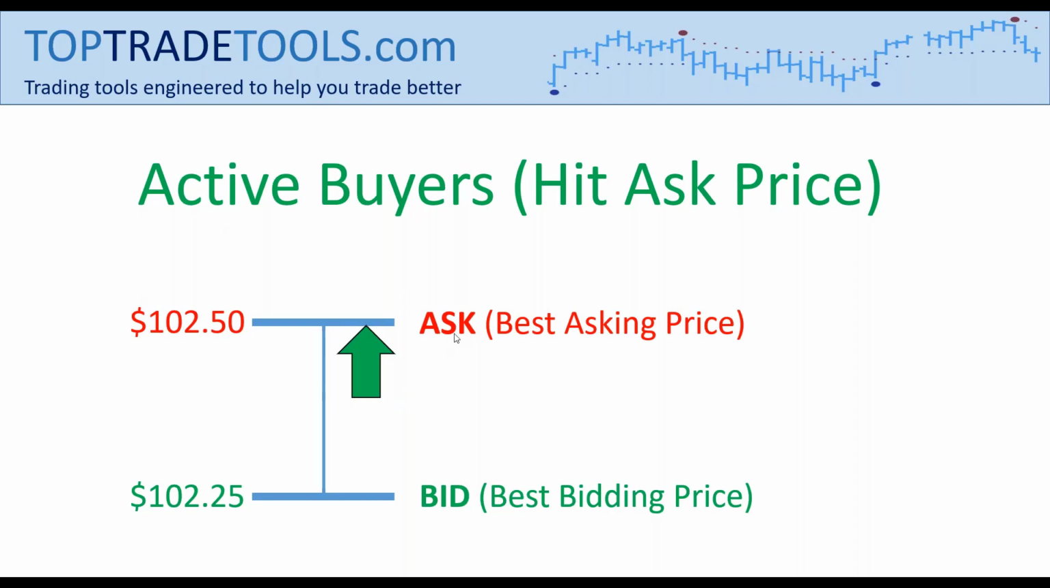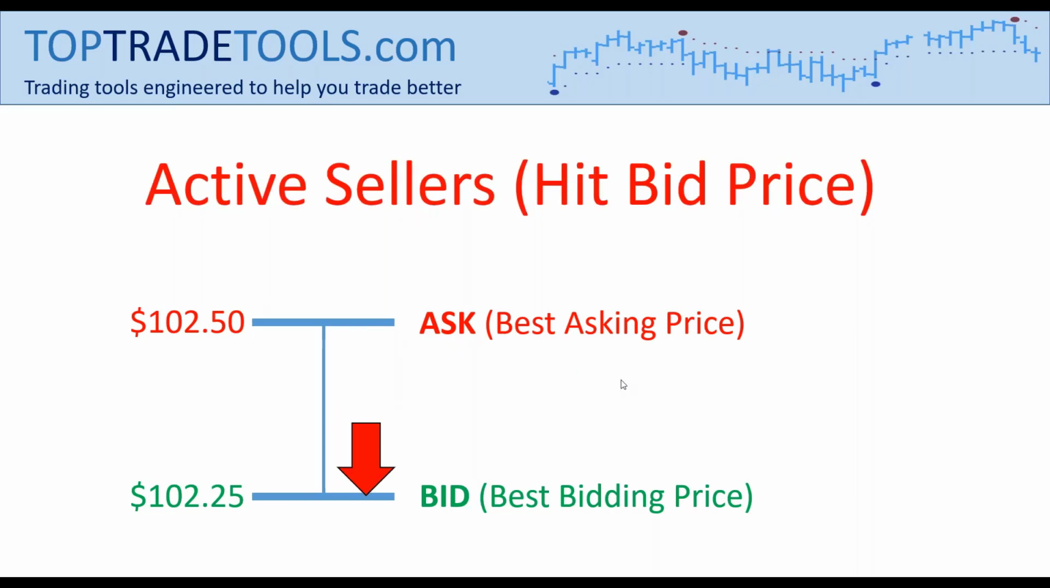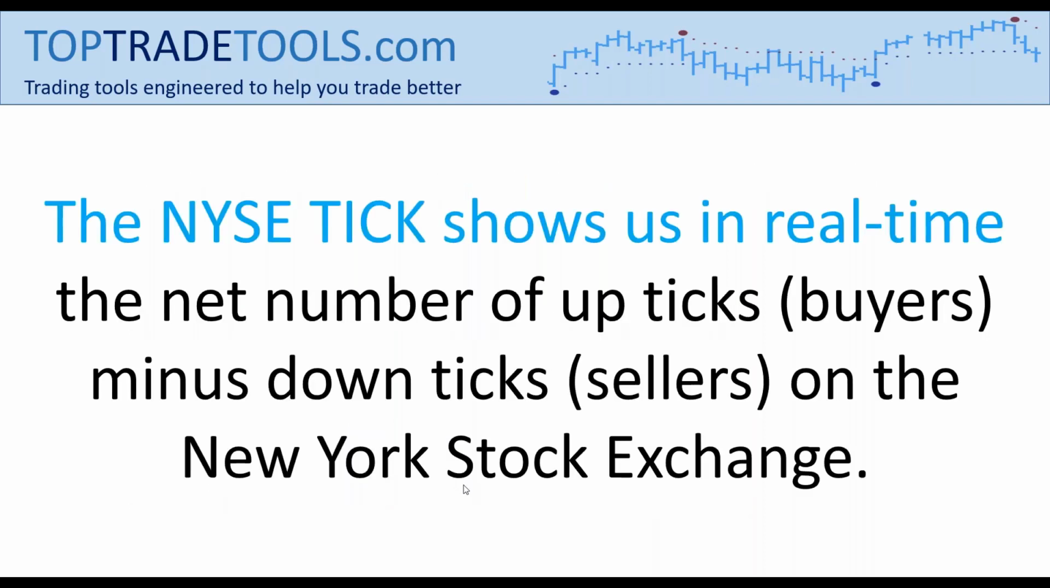The other side of the equation is looking for active sellers, and that's when the seller will actually sell and go down to the bid price. They're not waiting for somebody to pay the ask price that they're offering. They're actually motivated to sell their stock and hit whatever bid price is out there. So this is what we'll call downticks. The NYSE TICK shows us in real time the net number of upticks, the motivated or engaged buyers, minus downticks, the motivated or engaged sellers, on the New York Stock Exchange.